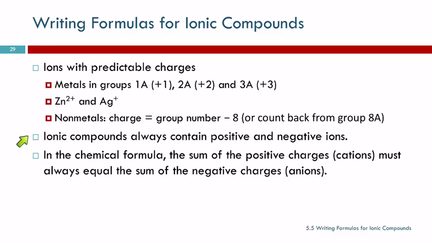So important to understand, ionic compounds always have a positive and a negative ion. Opposite charges attract each other, like charges repel each other. So you can't have a compound with two positively charged ions. They're not going to stick together. They're going to fly apart from each other. And in the chemical formula, the sum of the positive charges has to equal the sum of the negative charges. Overall, an ionic compound is neutral. There are enough positive charges to completely and perfectly balance the negative charges.